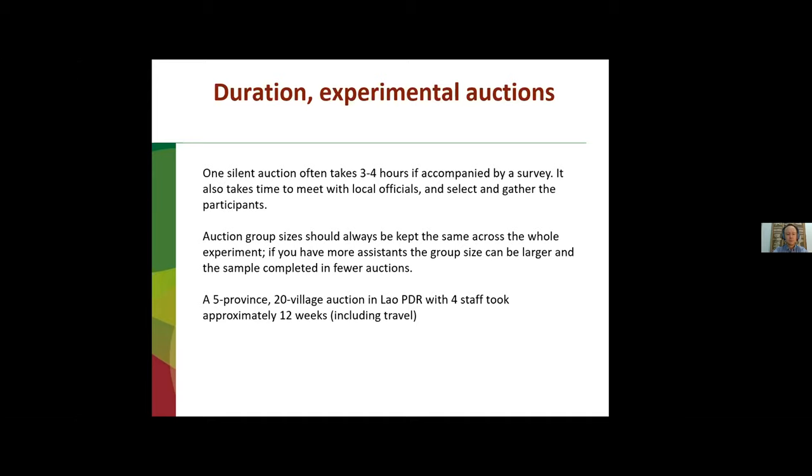So to give a general example, using again our Lao example, we conducted this 20 village, 5 province auction experiment with 4 staff in approximately 12 weeks, including travel up and down the country and some planning days and so on.